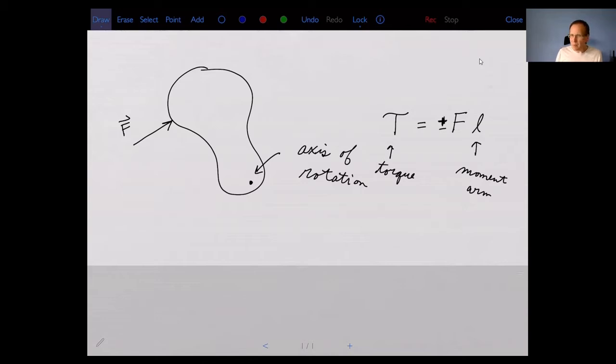All right, so what is this moment arm? Well, first of all, the line along which this force acts, so you can see this force acts along this line. I'll dash it in here. Some people call this the line of action of the force.